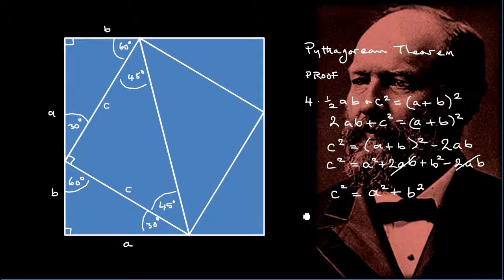There are many others, and you might want to look them up. They're also just visual demonstrations of why the areas c squared, a squared and b squared equate in this way. But that's a proof, and it's nice to know that it is true. It's nice to know why it's true, and it might be something you want to learn.